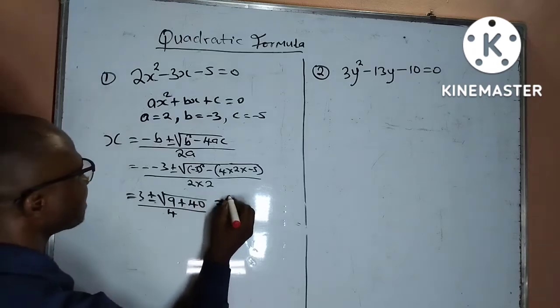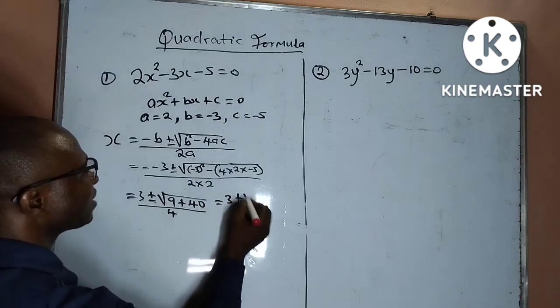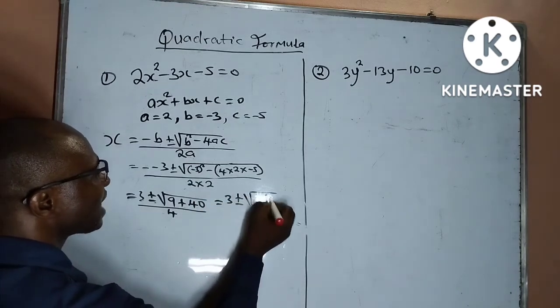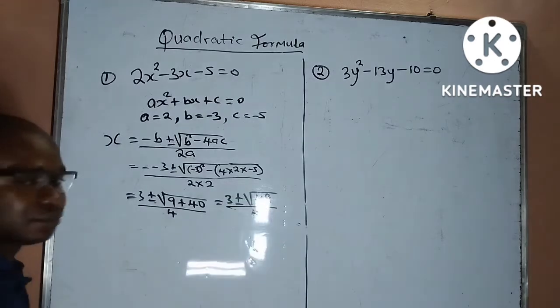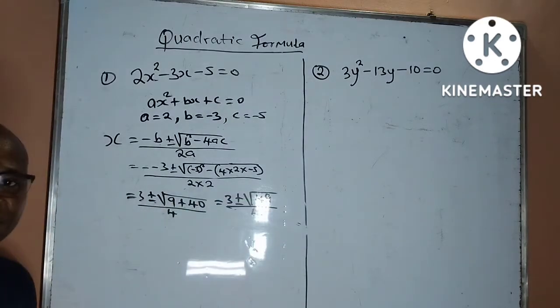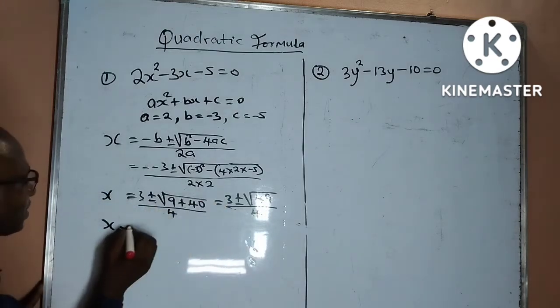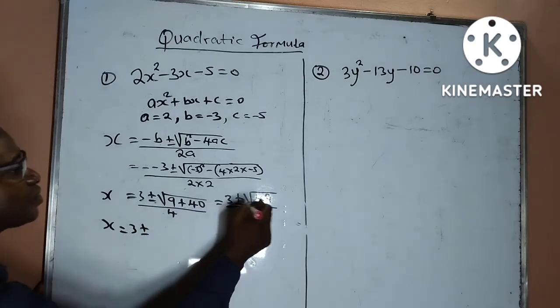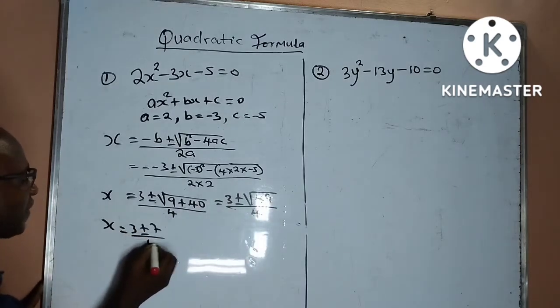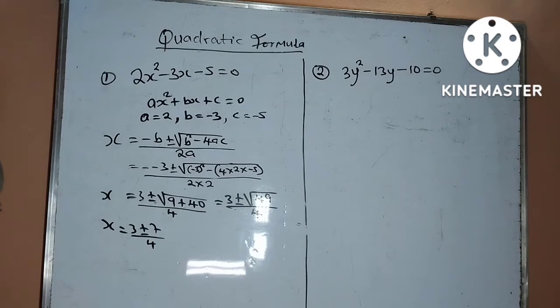Now, if I solve this, I am going to get 3 plus or minus the square root of 49 all over 4. That is 9 plus 40. You see, it is simplification now. Meaning that my value of x now will be 3 plus or minus the square root of 49, which is 7, all over 4. What does that mean?